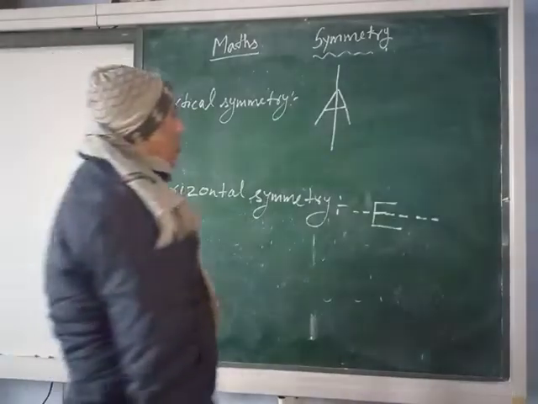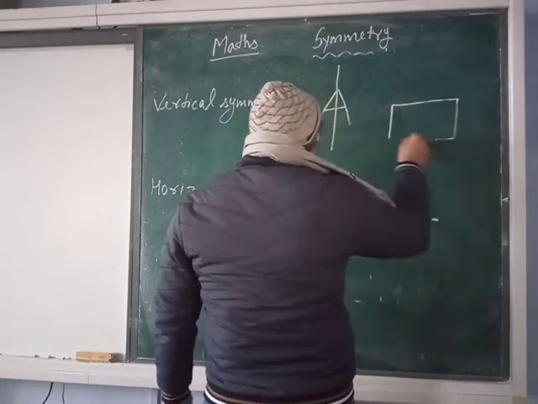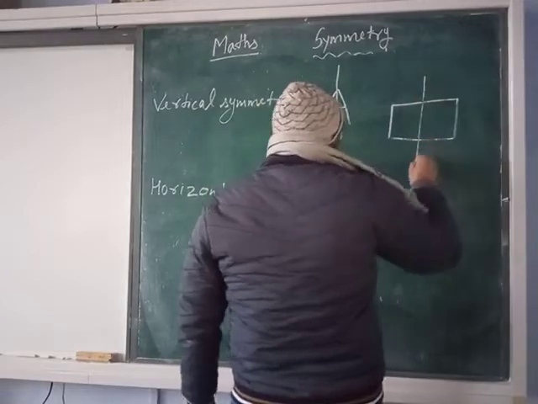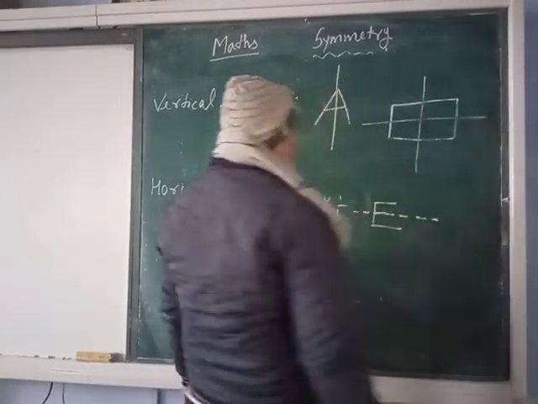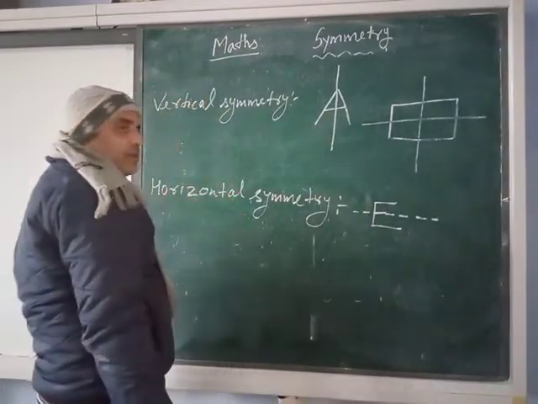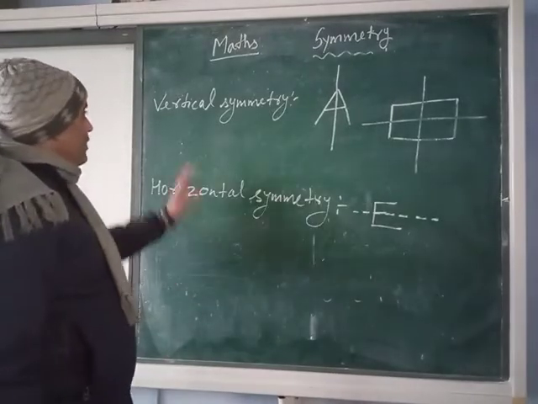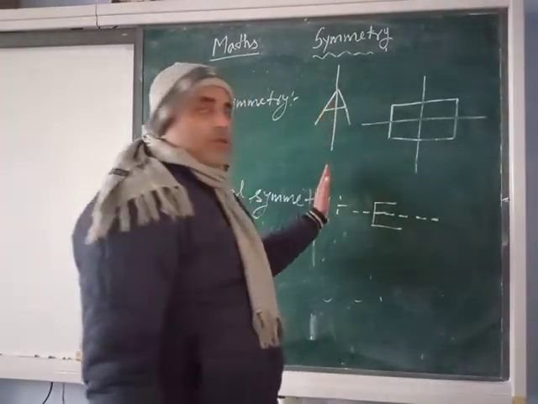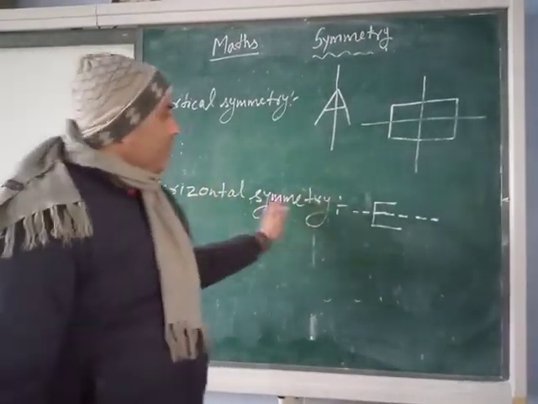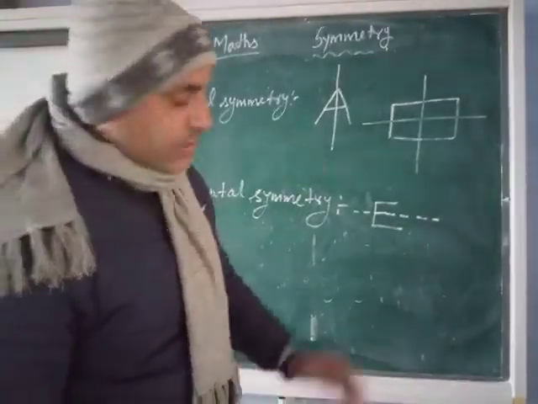Suppose a square or rectangle is given, it has both vertical symmetry and horizontal symmetry. So this is known as the vertical symmetry, and that is horizontal symmetry. Okay? And what about the circle? A circle has infinite lines of symmetry. Okay? So remember, what is vertical symmetry? When we draw a line perpendicular, then that is vertical symmetry, and parallel to that surface is known as horizontal symmetry. You will also get some questions on this.